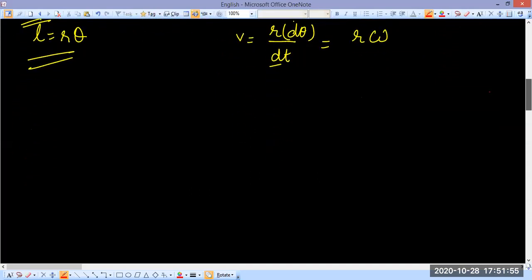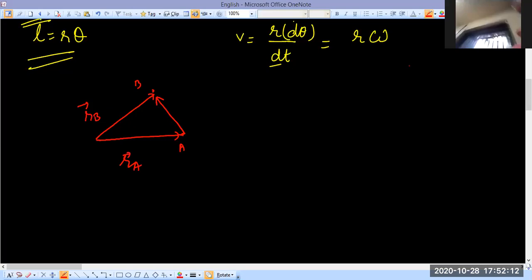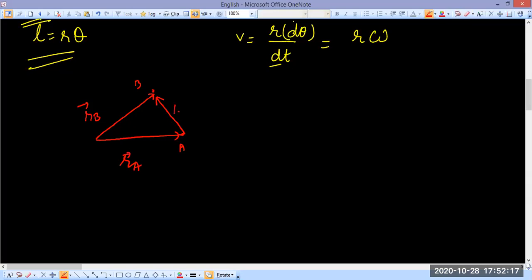RA vector, RB vector. So now if I will draw this vector which is going from A to B, do you agree that this is displacement vector?